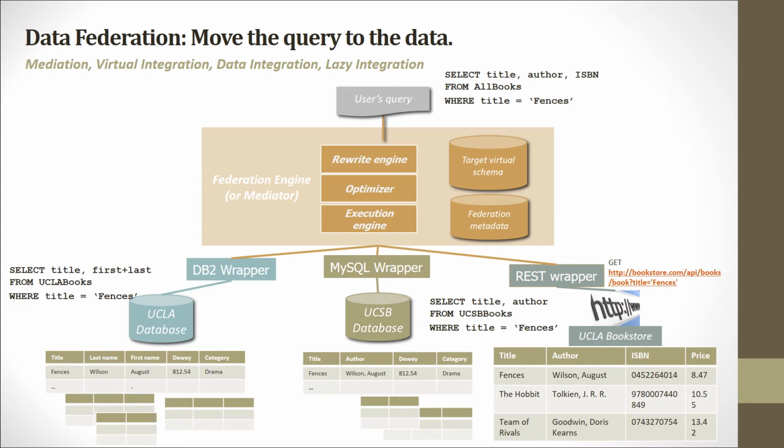Well, it may be that the original source is a relational database, such as the UCLA and UC Santa Barbara library catalog databases. In this case, it often makes sense to push as much of the processing to the original source as possible to minimize the amount of data to be returned to the federation engine. On the other hand, it may be, for example, that a source has limited query capabilities, such as the REST API wrapper, which can only retrieve data by title. Thus, if the query to the federated database is to return all titles of fiction, the request to the REST wrapper would be to retrieve all books, and the final filter on category must be applied by the federated query engine.